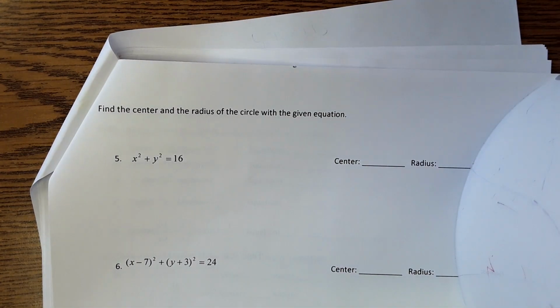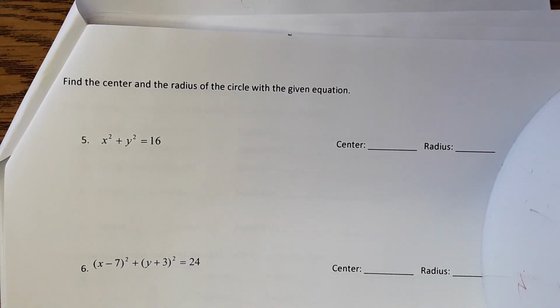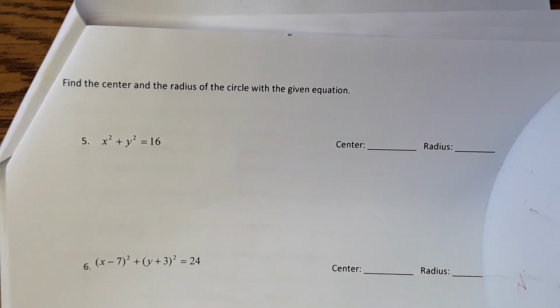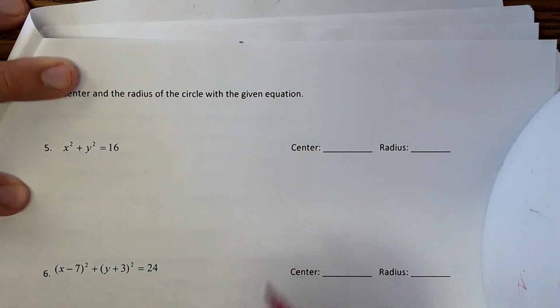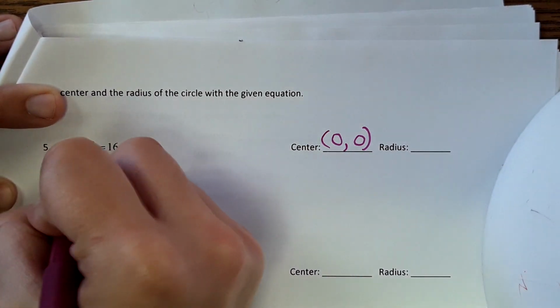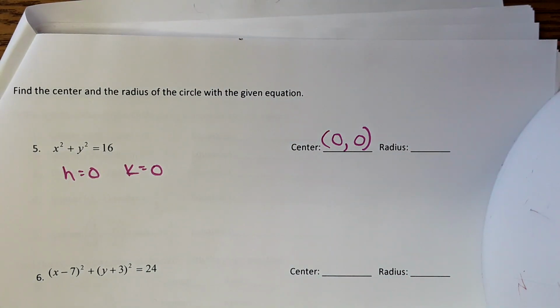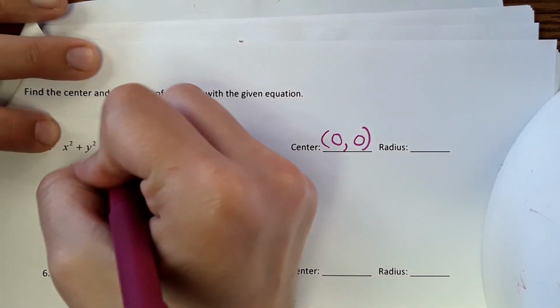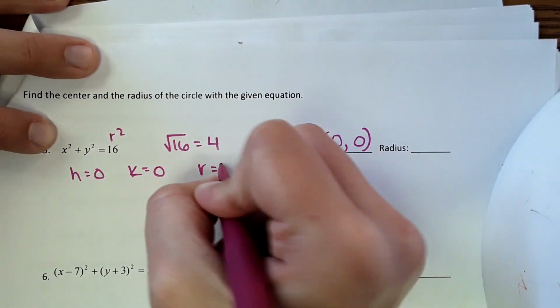Now it says find the center and the radius of a circle with the given equation. Because there's no x plus anything or y plus anything, that means the center is just at 0, 0. So h equals 0 and k equals 0. For radius, this would be r squared, so we can take the square root of 16 to get 4, so the radius is 4.